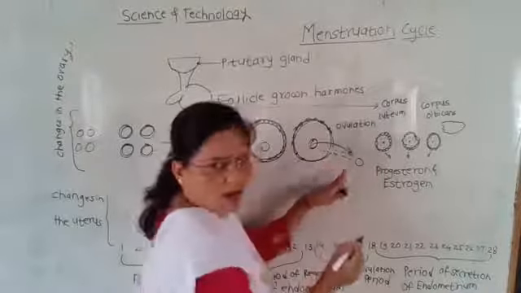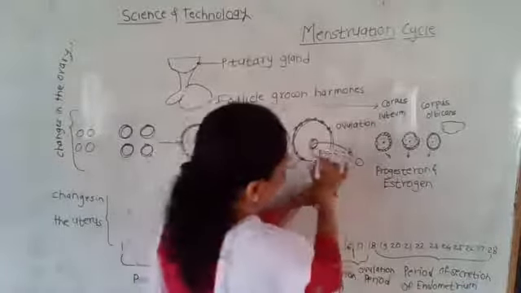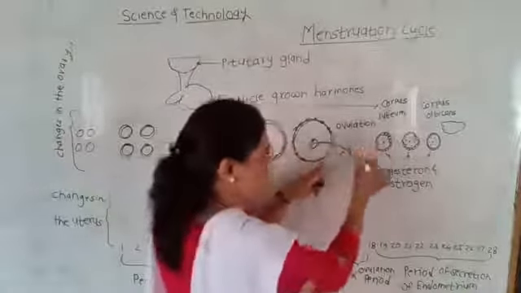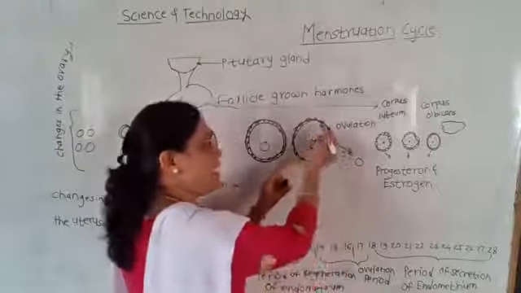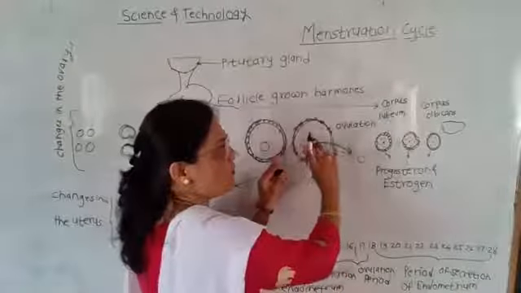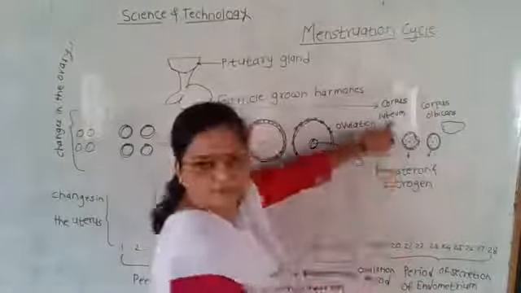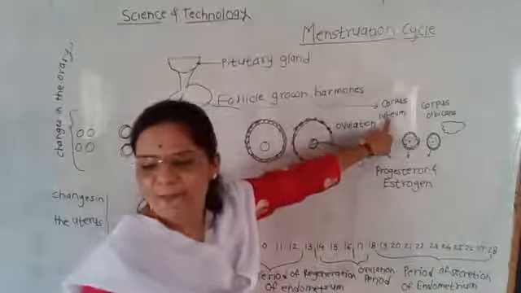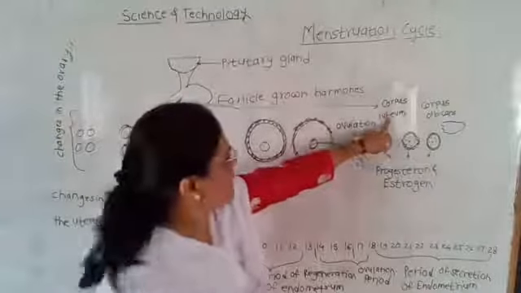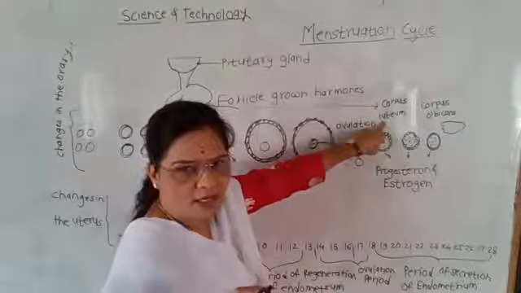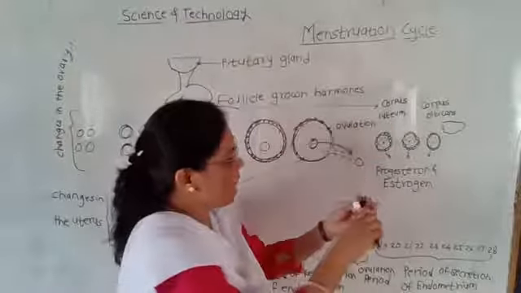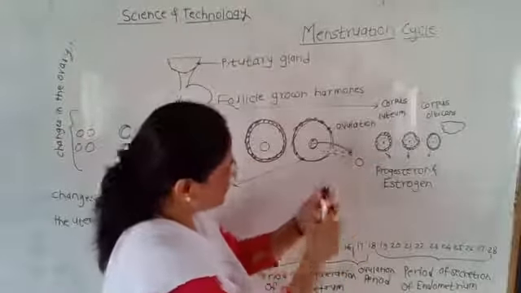Whenever the wall bursts, only one ovum is released, and this process is called ovulation, and the remaining part develops into the corpus luteum. See students, the diagram is given on page number 31. Look at diagram 3.21. Observe the blackboard and pay attention.